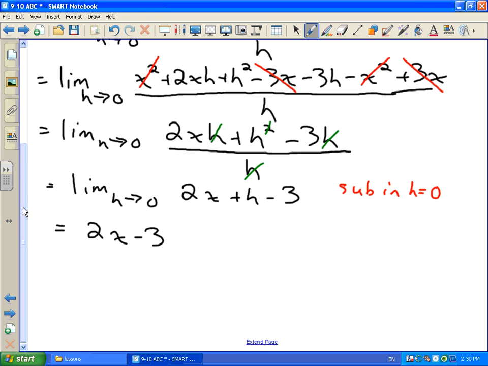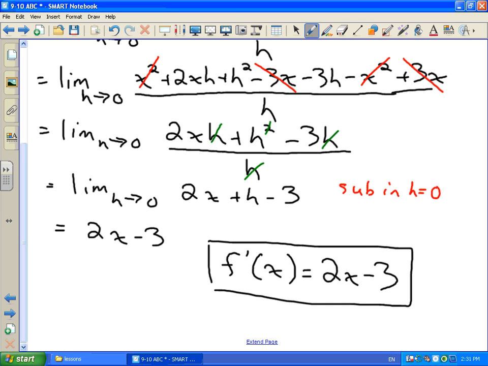And I'm done. I don't have a specific value of x that I can put in there. So all this work has told me that f primed at x equals 2x minus 3. Okay? So this is my derivative function, or the function that tells me the slope of the tangent to my original curve, x squared minus 3x, at any x value that I want.